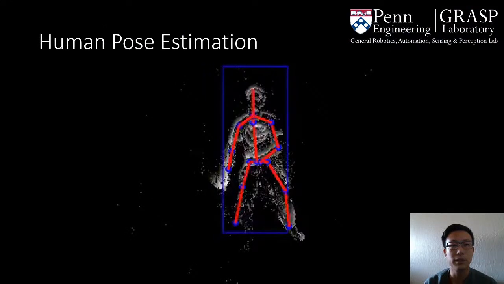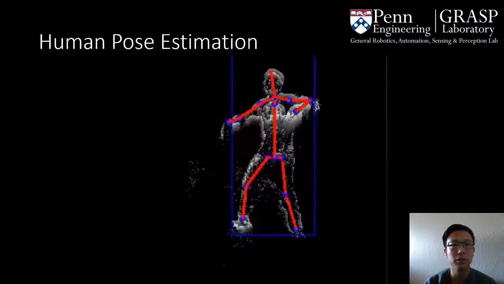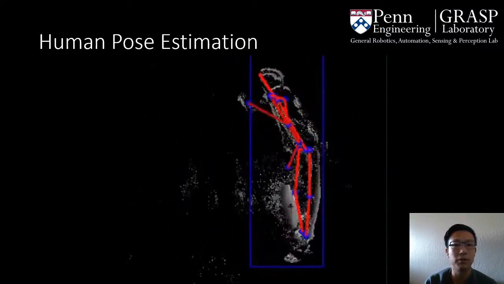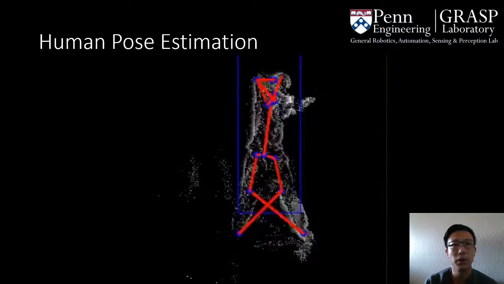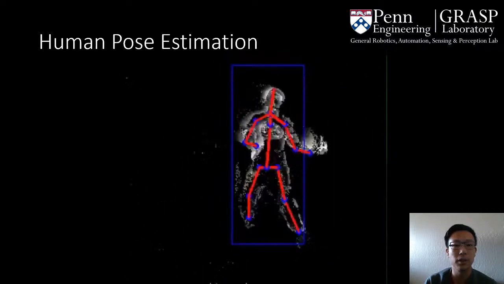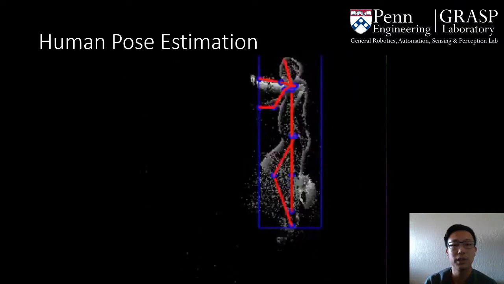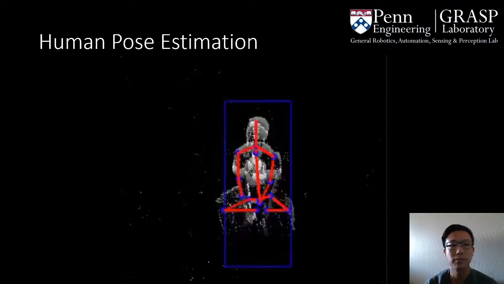Here we have another qualitative example of the output of our method, where we run our human pose network on real data. This is data that has never been seen at training time, which we recorded after training. As you can see, we're able to very accurately reconstruct the 2D pose of this human, even in relatively challenging environments, fast motions, and a number of different poses.